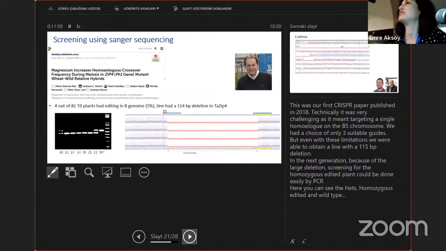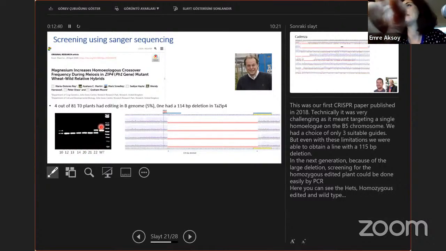This was our first published method, and it targeted only one copy in wheat. But it is actually a bit challenging because we had a choice of only 3 guides, so it takes time. But we were able to obtain plants with large deletions, which contain a 114 base pair deletion. Because the deletion was large enough, we just screened them with PCR and you can see the large deletions. This is a homozygous edited plant and these are heterozygous plants. And this is the wild type genotype.